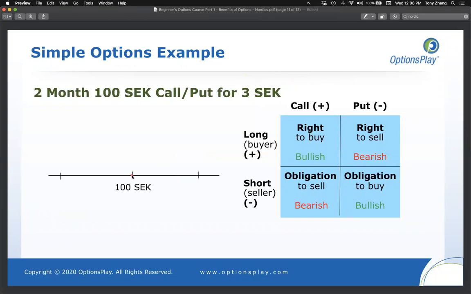What happens? How many of you can guess what happens if the stock stays at 100 crowns 2 months later and you sold this call option? Hans has it correct. Jonas, same thing. A lot of you have got this correct. So let's walk through this. I sold a 2-month call option at 100 crowns for 3 crowns. So I sold to someone this call option and I collected 3 crowns.